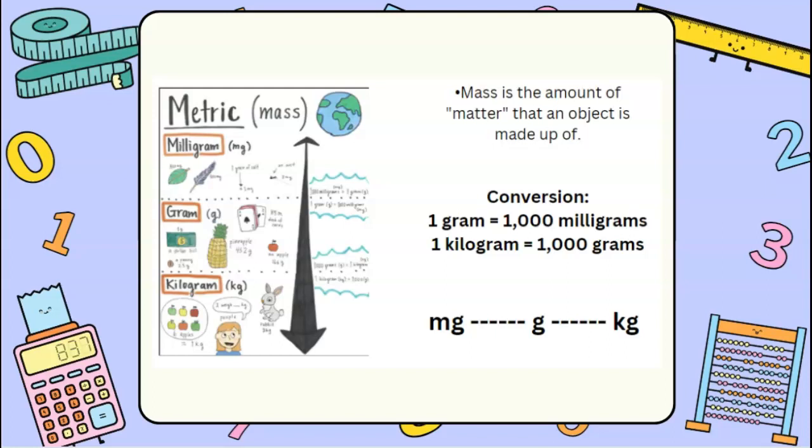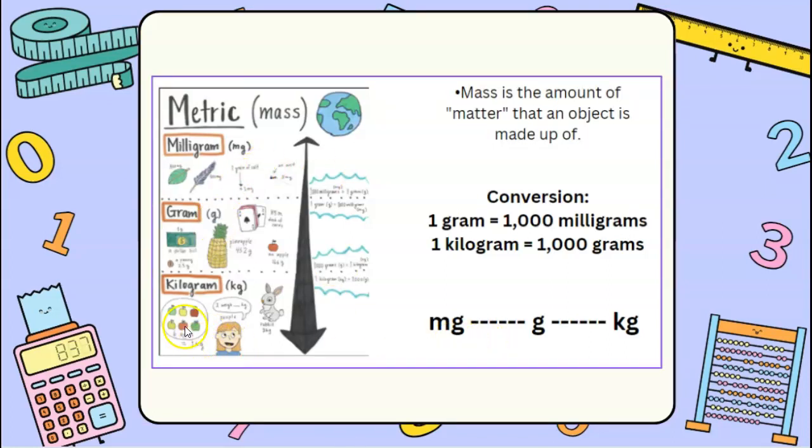The first units that we'll look at will be our metric units. Just like in liquids and in volume, we can use our metric conversion rates to convert our measurements from small to big, big to small. So our metric units for mass are going to be milligrams, which is our smallest unit, grams, which is our middle unit, and kilograms, which is our largest unit. 1 gram is equal to 1,000 milligrams. 1 kilogram is equal to 1,000 grams.